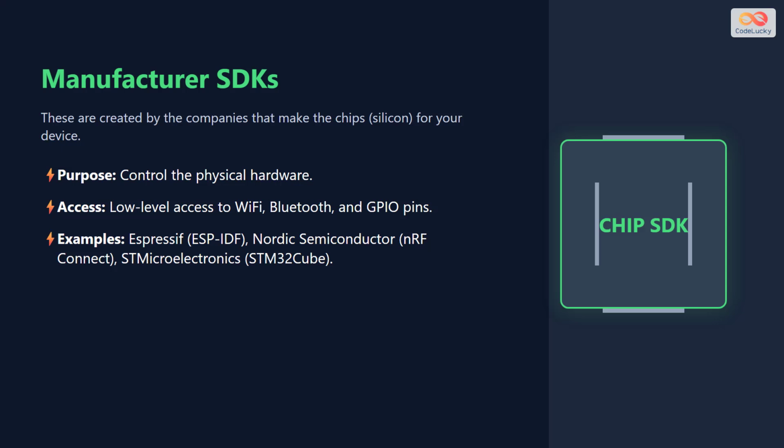There are two main types of SDKs you will encounter. The first is the manufacturer SDK. These are provided by the companies that make the silicon chips, like Espressif or Nordic Semiconductor. These SDKs give you low-level control over the physical hardware, allowing you to manipulate pins, manage power, and control Wi-Fi or Bluetooth radios.